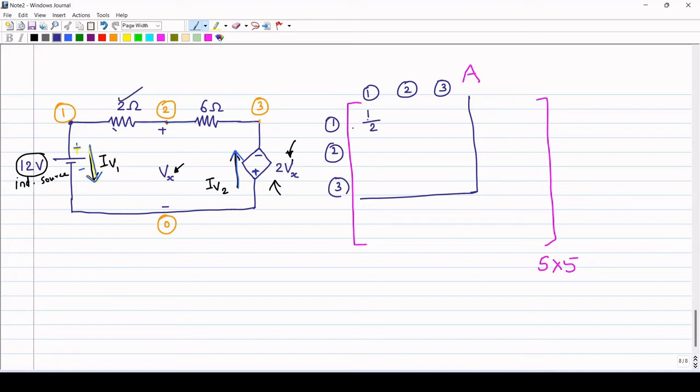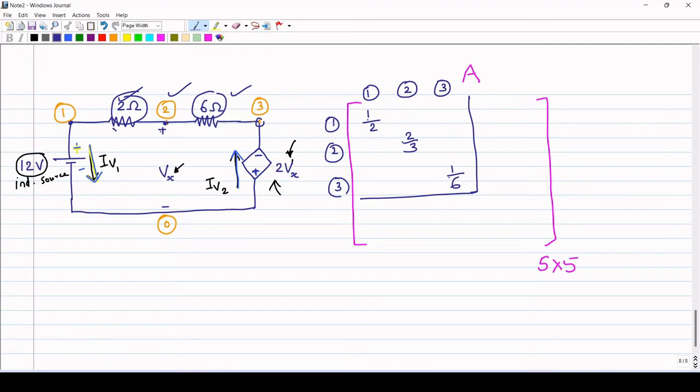Then second diagonal entry, second row, second column, is add the reciprocals of resistances connected to node 2. 2 ohm and 6 ohm are connected to node 2. So 1 by 2 plus 1 by 6 is 2 by 3. Then on the third diagonal position, add the reciprocal of resistance connected to node 3. It is simply 1 by 6. So we got the diagonal entries.